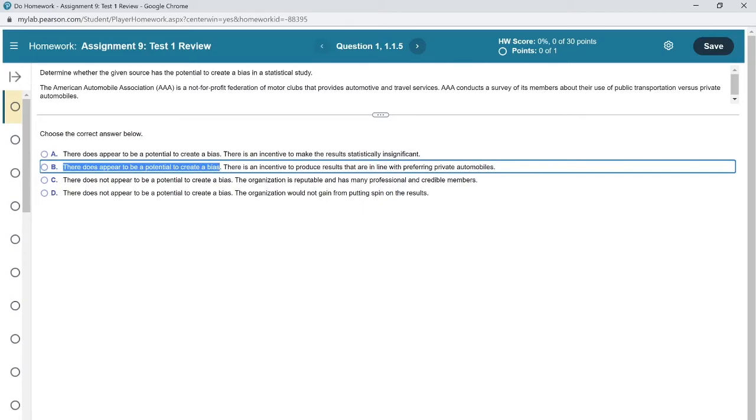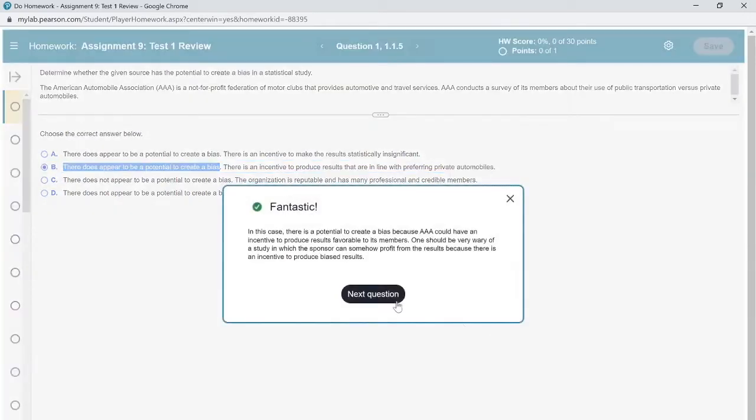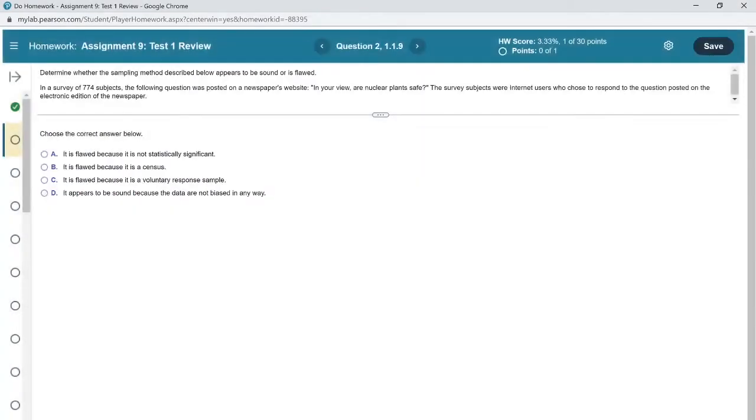So let's read A. There is an incentive to make the result statistically insignificant. No, that we don't know about that. There is an incentive to produce results that are in line with preferring private automobiles. This is private, so this is the answer. Okay, so yeah, let's go to the next question.